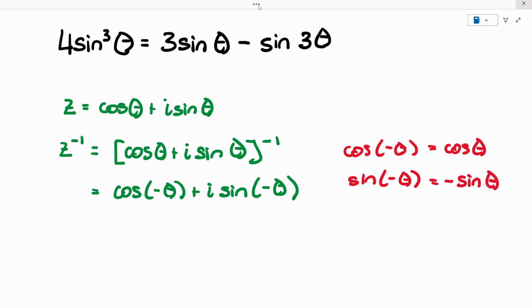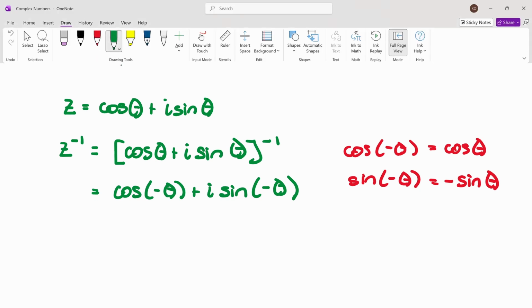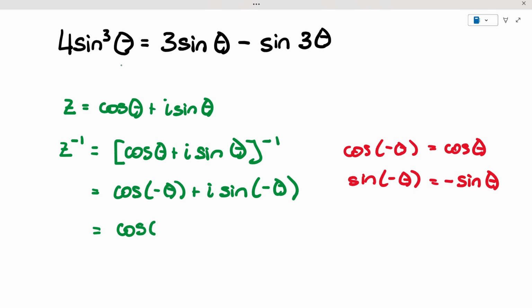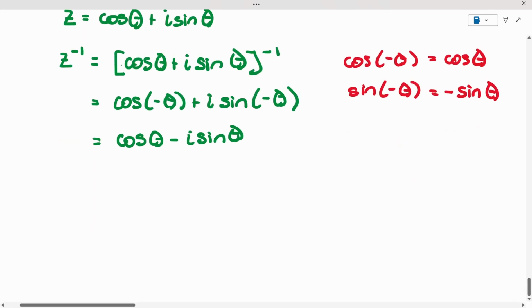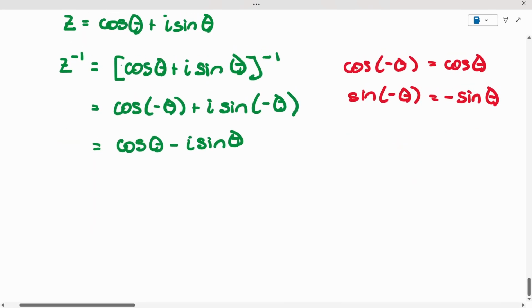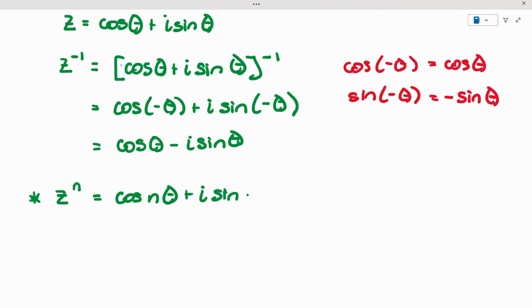Right? So z inverse, we can really just see is cos theta minus i sine theta, right? So where do we go from here? Well, first, if we take z to the n now, using De Moivre's, we have cos n theta plus i sine n theta, and z to the minus n will give us cos n theta minus i sine n theta, right?